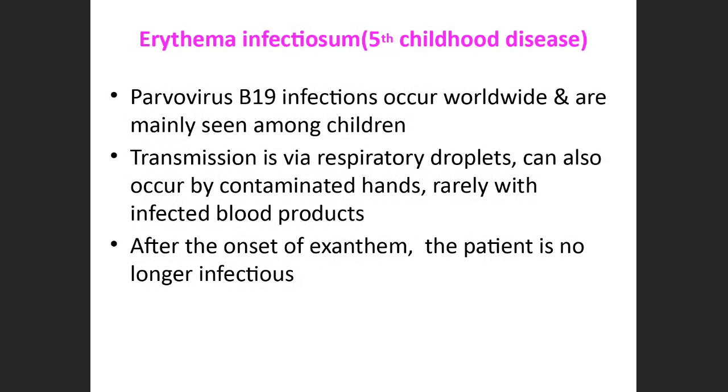That was about rubella. Erythema infectiosum, which is also known as the fifth childhood disease, is caused by parvovirus B19, and it is very common worldwide and mainly seen among children. Transmission is via respiratory droplets. It can also occur by contaminated hands and infected blood products.